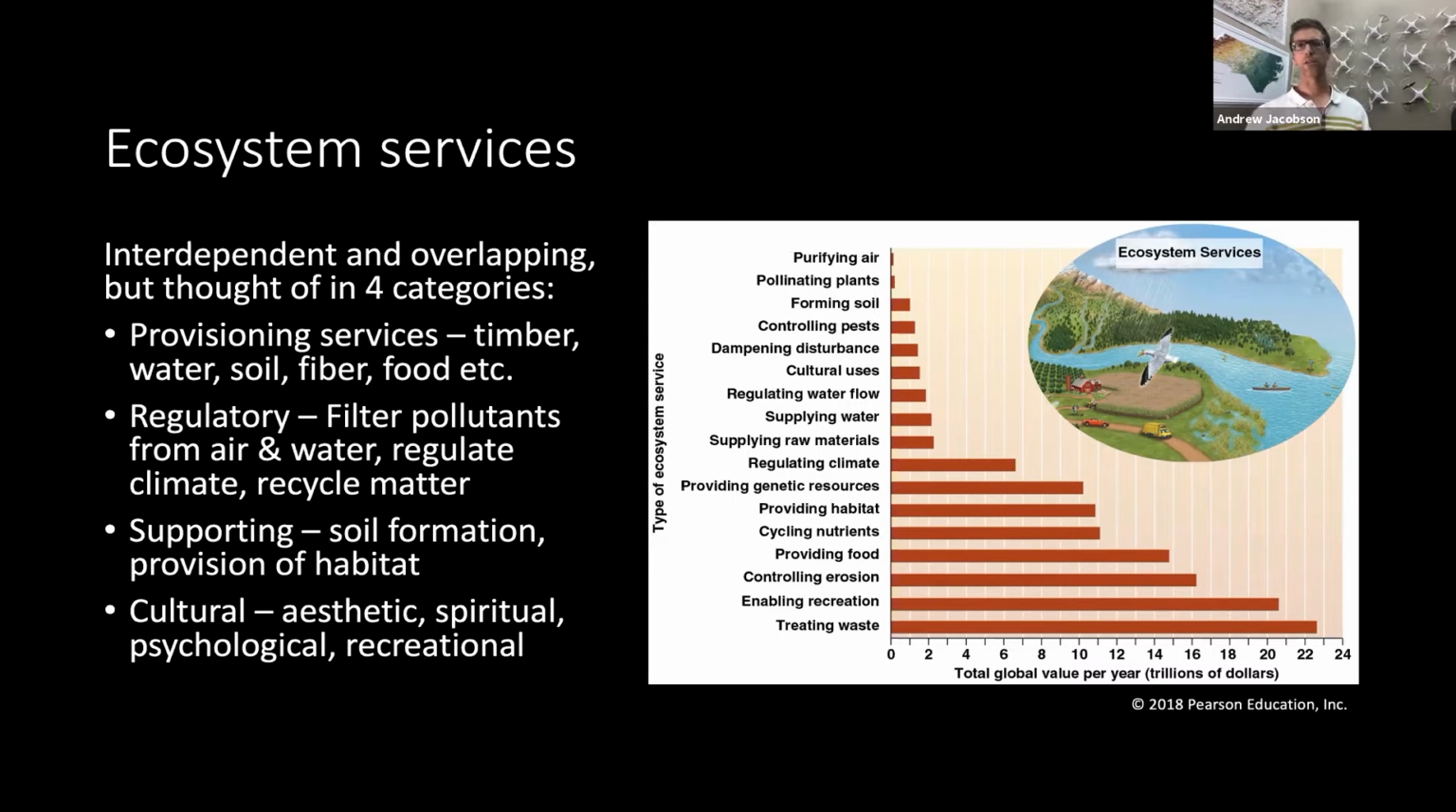Regulatory services, like things that filter pollutants from air and water, that help regulate climate, that recycle material and wastes. Now, you can see in the bar graph these values, right? These are the replacement values, the replacement costs. So this is basically how much humans would have to pay to create plants to do these services that are currently being done for free for us by nature, right?